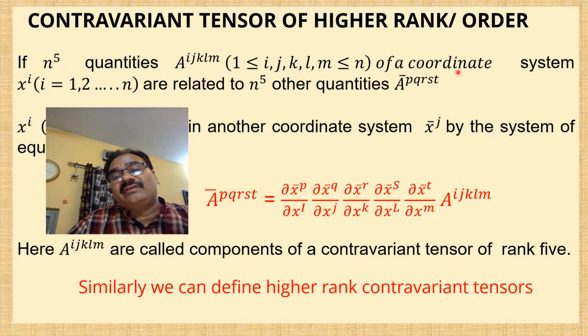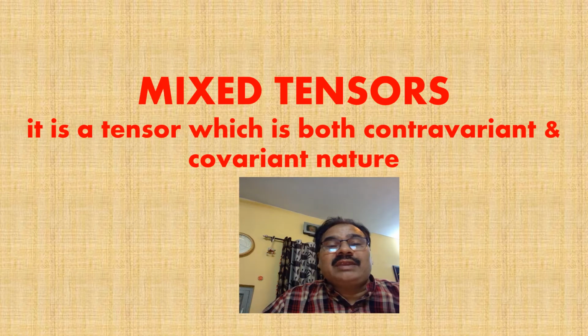Similarly, if required, you can write rank 6, 7, 8, to any rank. Now just keep in mind what covariant and contravariant are, and now we are going to discuss the mixed tensor.